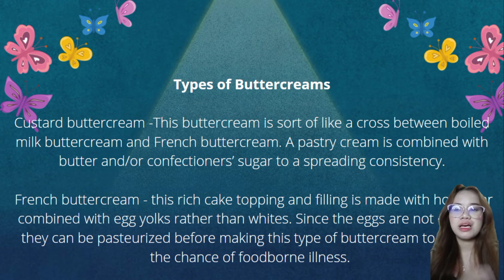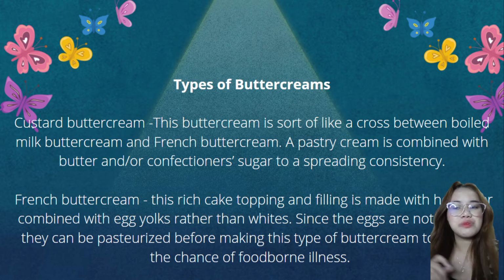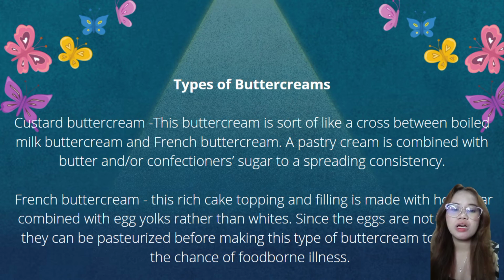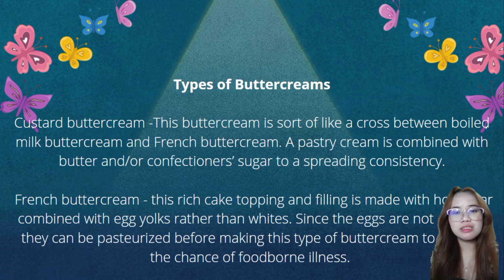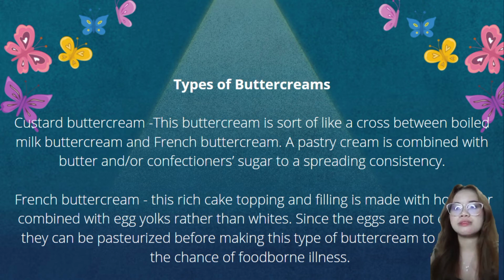French buttercream. This rich cake topping and filling is made with hot sugar combined with egg yolks rather than whites. So unique po siya, kay ang uban meringue kay egg whites ang ginamix. Kani sa French buttercream, egg yolks ang ilahang gina-use. So since the eggs are not cooked, they can be pasteurized before making this type of buttercream to reduce the chance of foodborne illness.